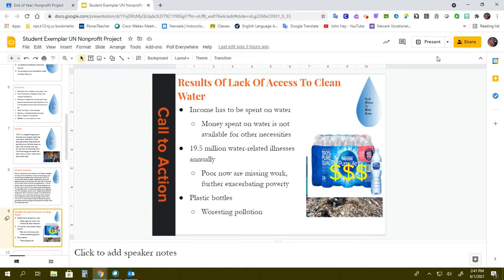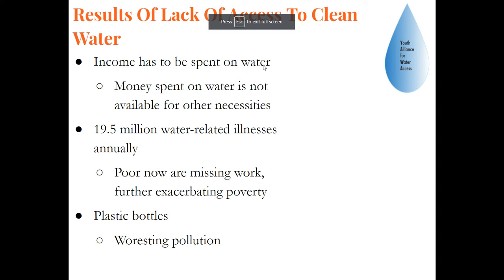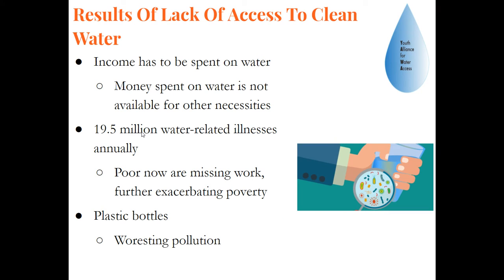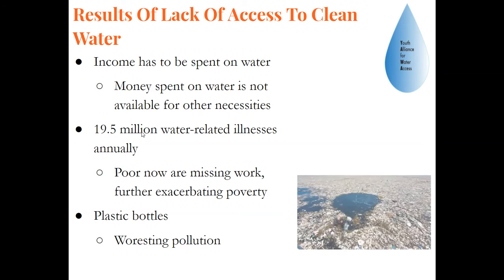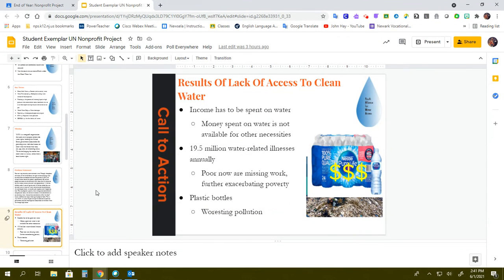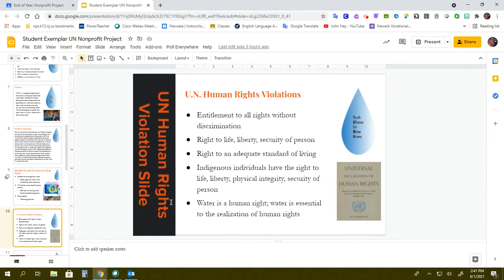So watch this. Ready? Income has to be spent on water. 19.5 million water-related illnesses annually. And bottles are worsening pollution. So these just give visual aids to your presentation as you give it to the class.